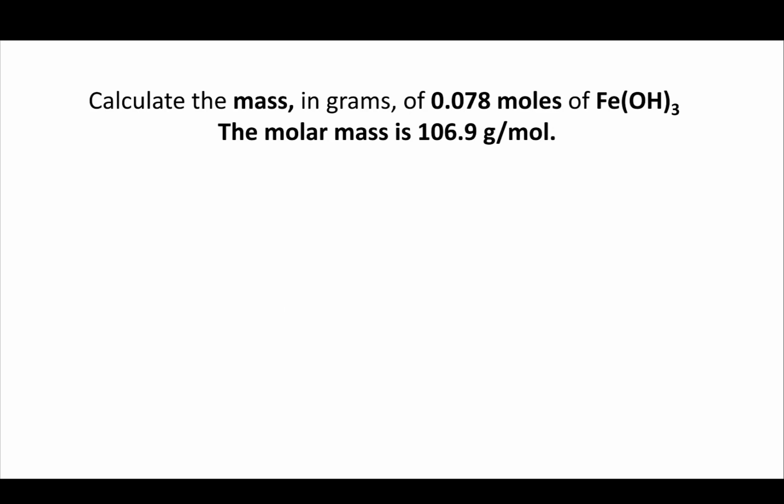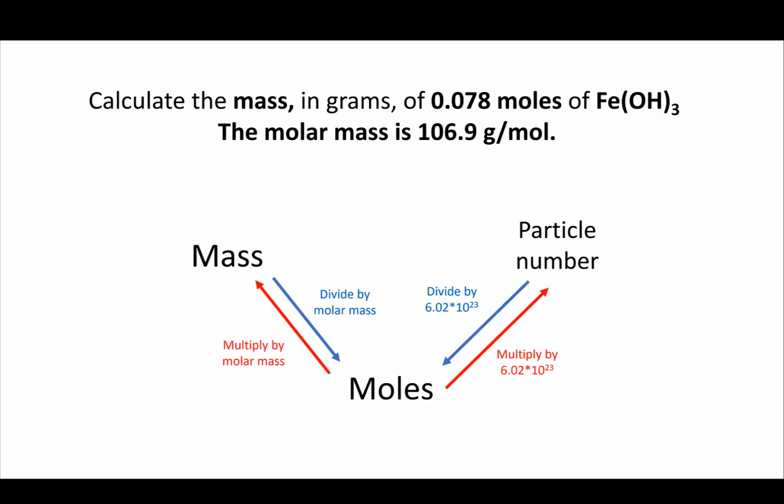Calculate the mass in grams of 0.078 moles of FeOH3. The molar mass is 106.9 grams per mole. So you can look at the map. You are going out of moles, because it gives you the number of moles, out of moles into the mass. And so the arrow going from moles to mass is multiply by the molar mass. Generally, if you leave moles, you multiply. If you go into moles, you divide. So we're leaving moles, you multiply by the molar mass.